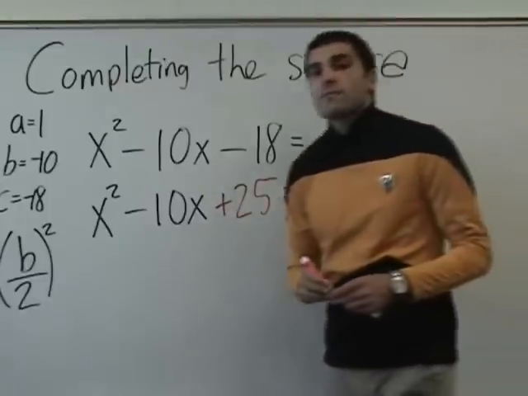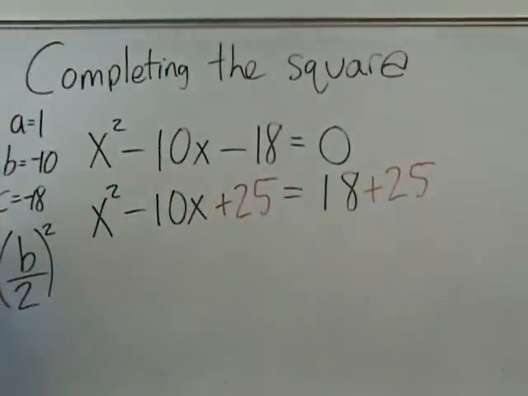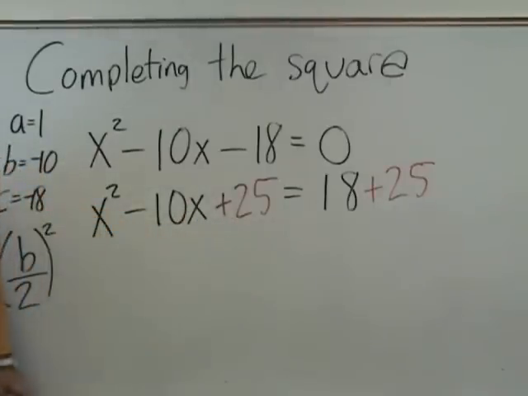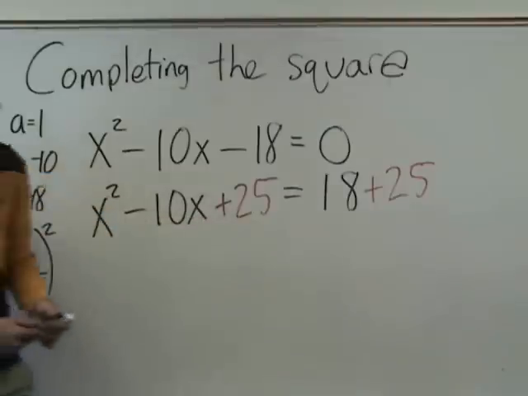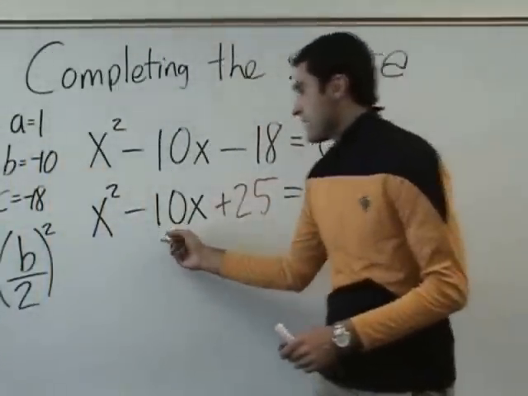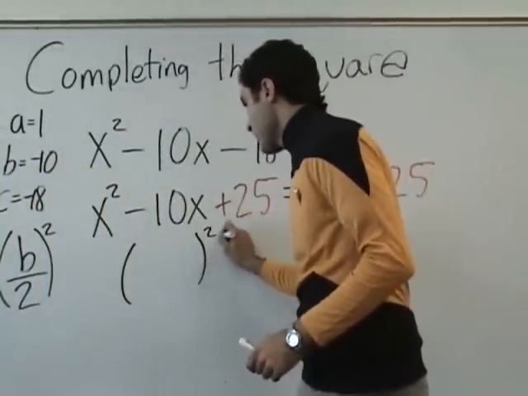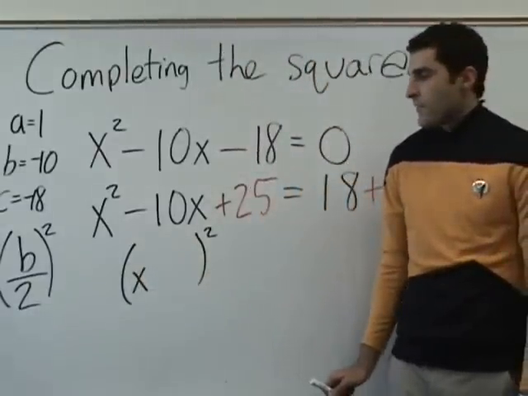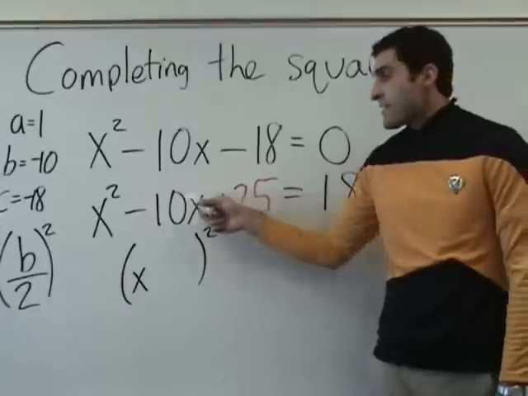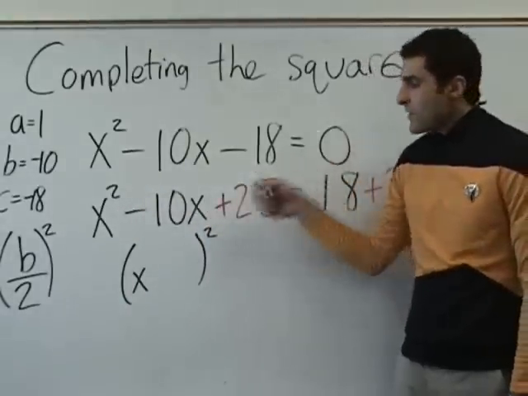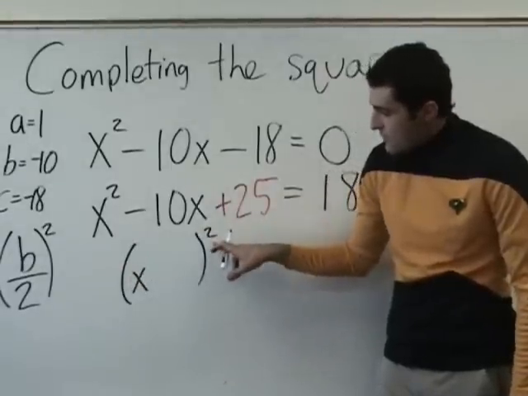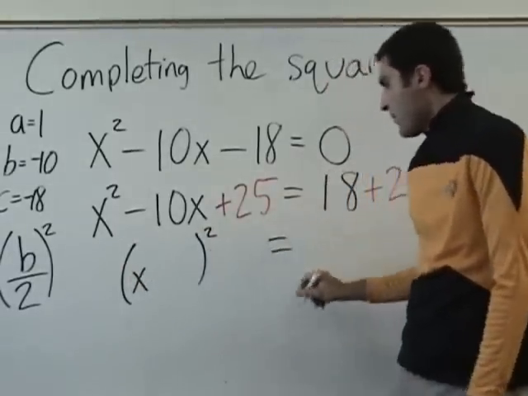Question: I don't get why you would halve the negative 10 and square it. Because it's the only number that we can add so that we can make something like this. Now this is factorable. Not only is it factorable, it's a perfect square factor. It can be written with the squared on it. So we're going to talk about what this is.